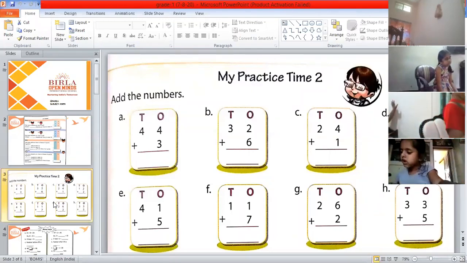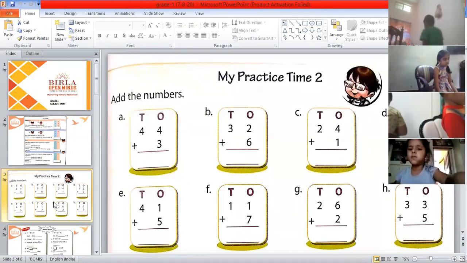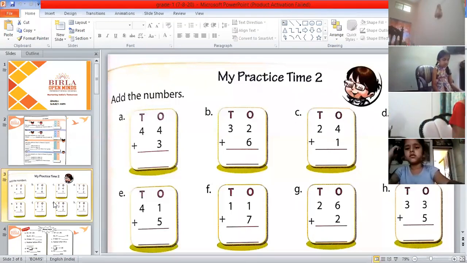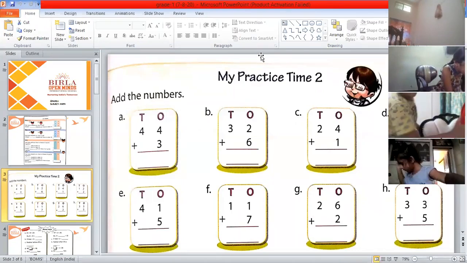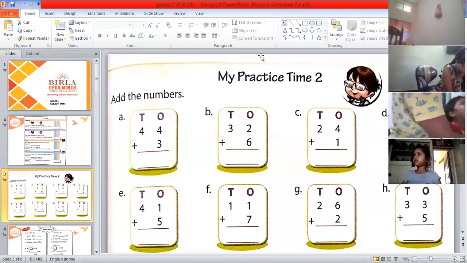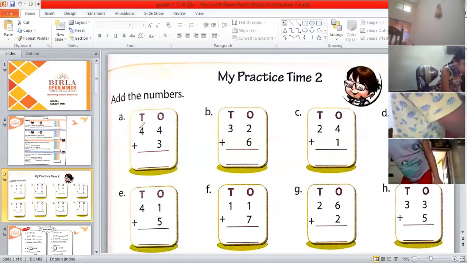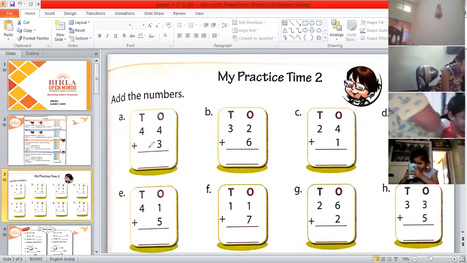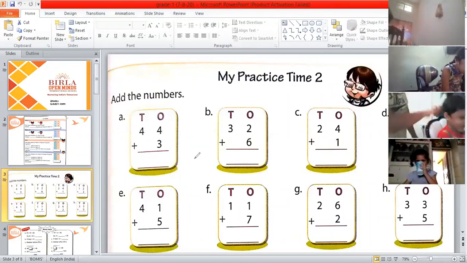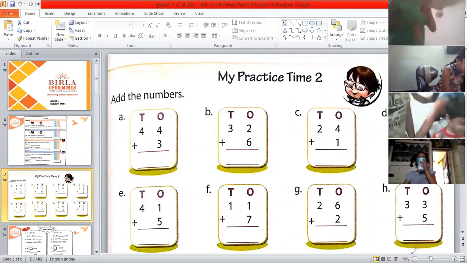Now come to my practice time 2, that is on page number 71. Write date and classwork there. Yes. So now we'll start with our first bit. This is 44 plus 3. How will you read this? Children, you should know how to read this. This is 44 plus 3. Okay. So now again we'll start adding the numbers in ones place first.